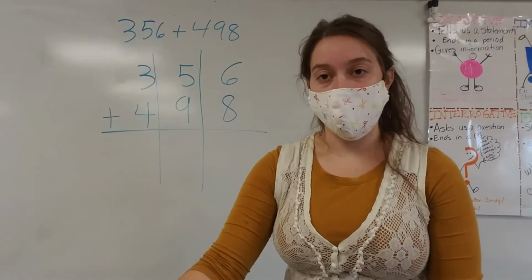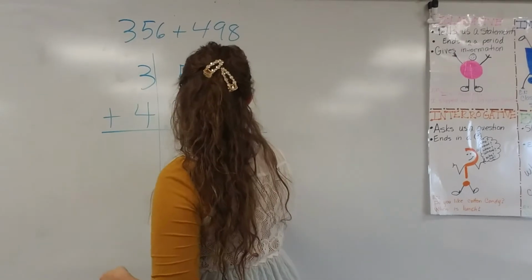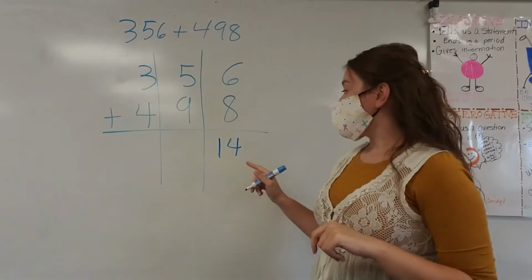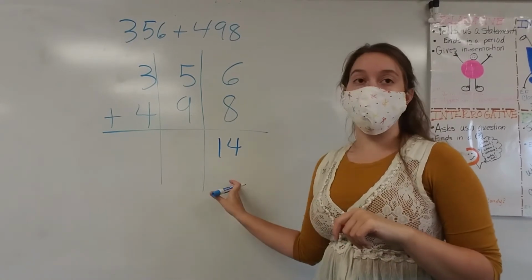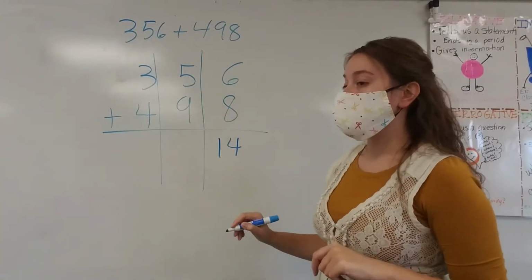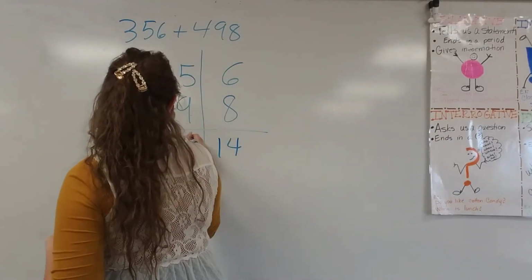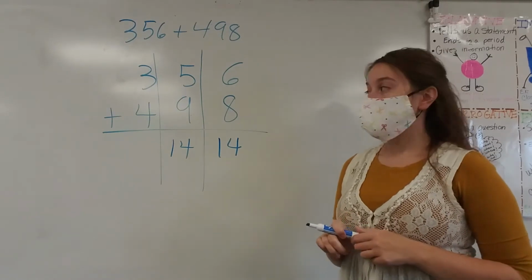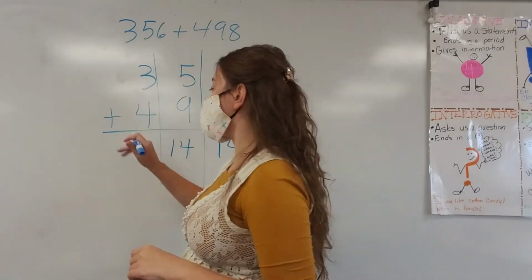Grace? 14. You are going to write 14 at the bottom. Do not carry the 1. You are just writing 14 in this part. What is 5 plus 9? 14. Again, write 14 in there. And what is 3 plus 4?